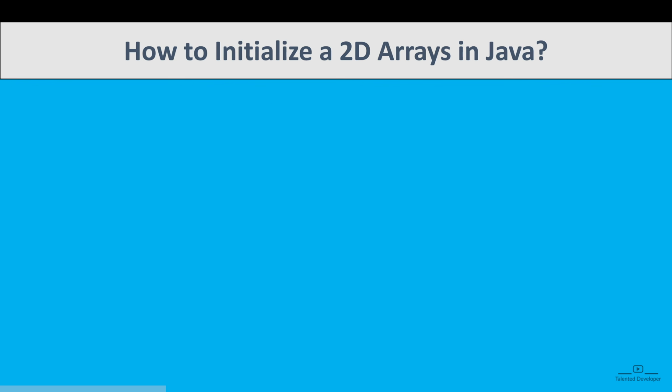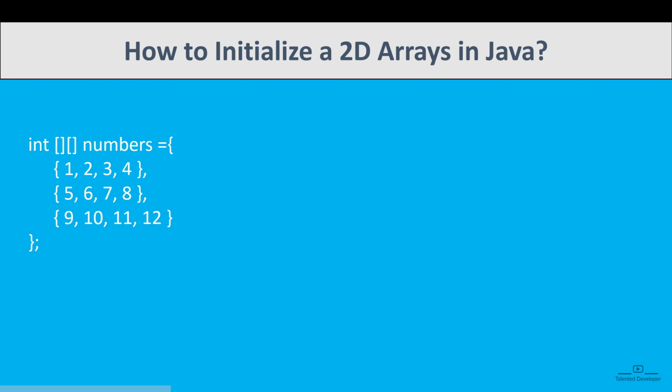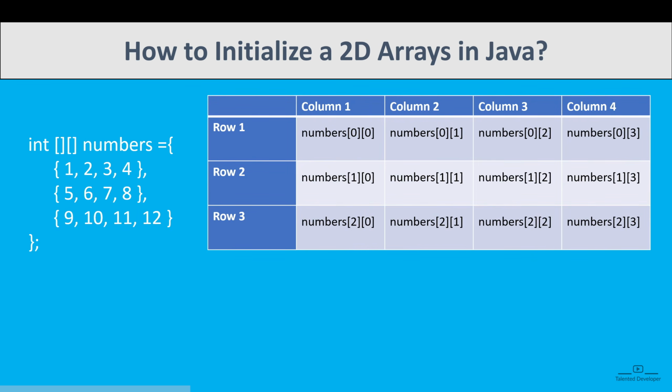So how can we initialize a 2D array in Java? This is one simple example. Here we have 3 rows and 4 columns. You can see at index 0 of the row we have 1, 2, 3, 4. At index 1 of the row we have 5, 6, 7, 8. And at index 2 of the row we have 9, 10, 11, 12. This is the simple structure we have to understand, and in the same way we just need to fit the data.